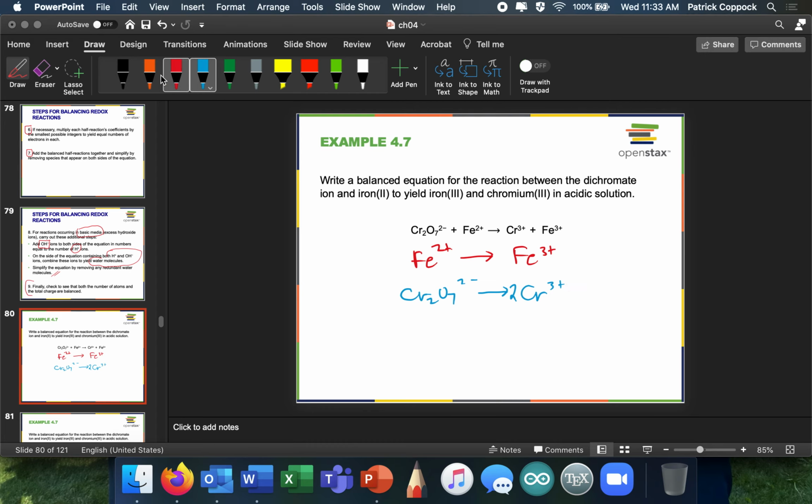Okay, but I'm going to go back to black. There's 7 oxygens here. There's 14 hydrogens over here. Got to have 14 over here, right? And now I add my charges up. 14 pluses and 2 minuses give me a 12 plus. And I have a 6 plus over here. So I'm going to have to add 6 electrons over here to this side, right? Can you see it?